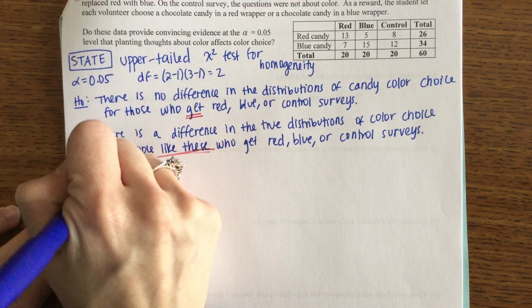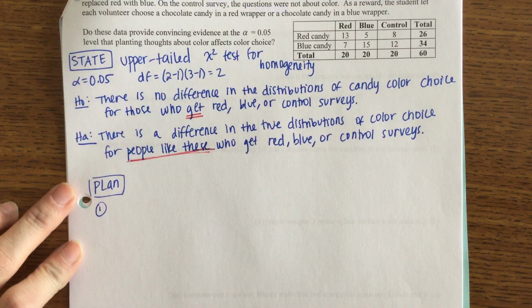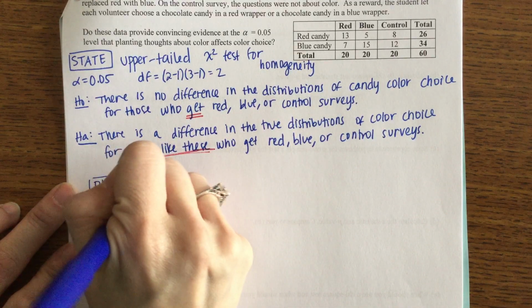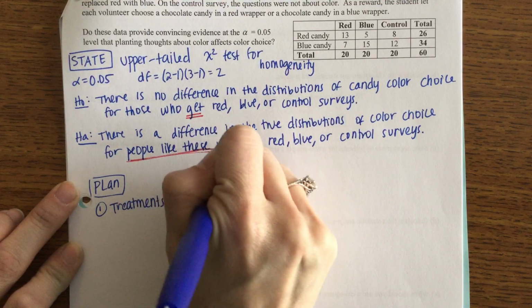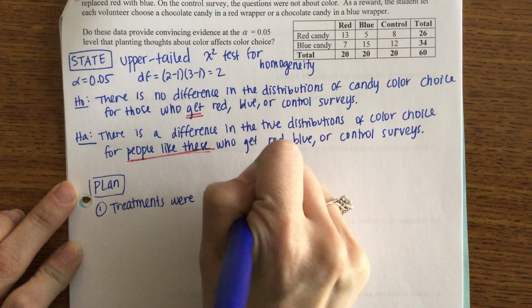Plan step. What does random mean in this case? Yeah, treatments randomized. So I'm going to say treatments were randomized. And that's stated.